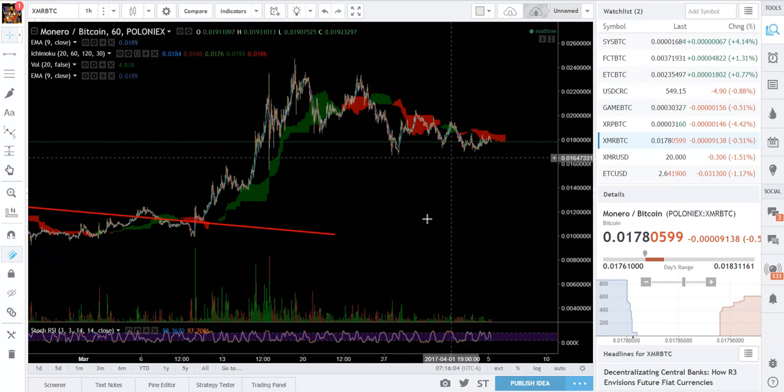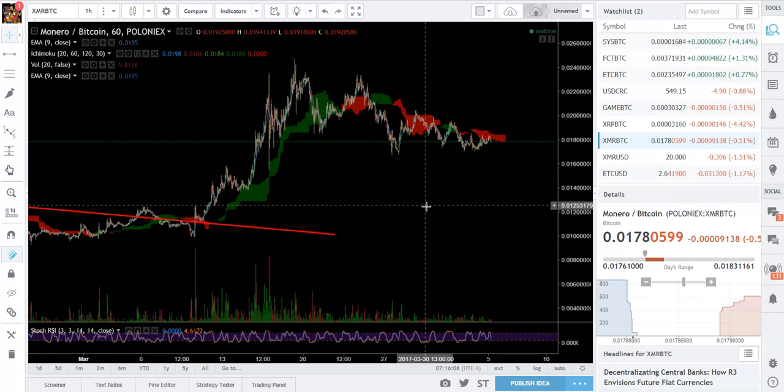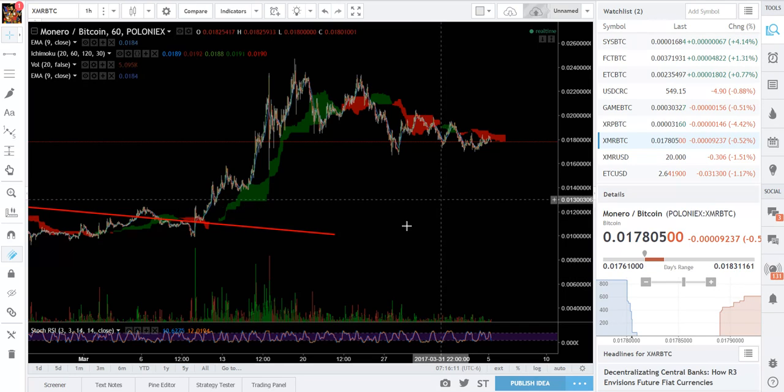But we'll talk about reading market strength with the oscillating indicators. No, I'm not sure if it's the next one, but soon.